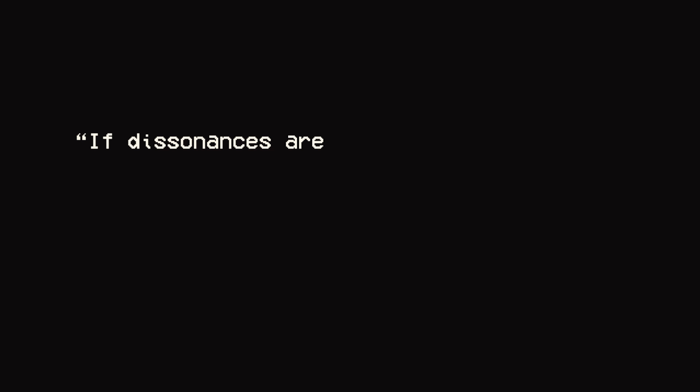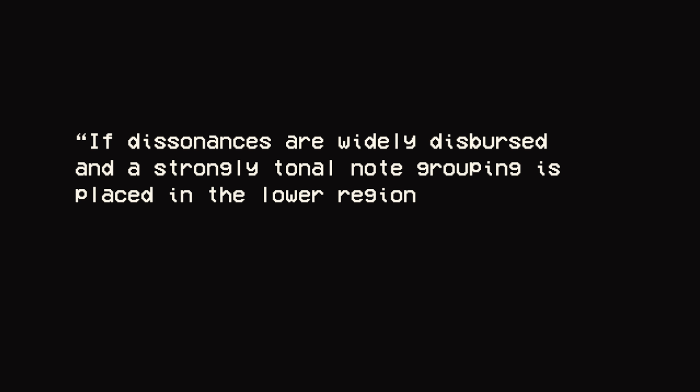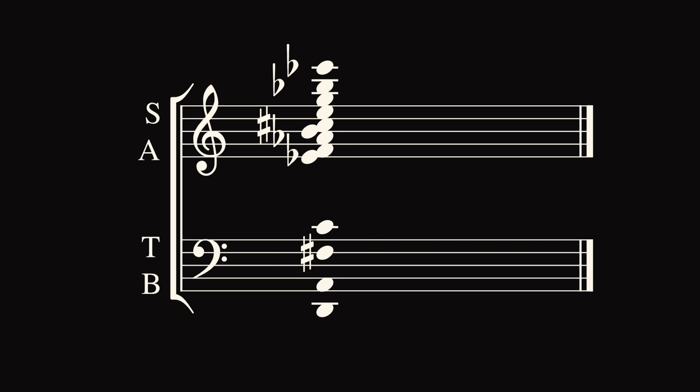In his book, Serial Composition, composer Reginald Smith Brindle argues that total chromatic chords don't have to be dissonant. He writes, "If dissonances are widely dispersed and a strongly tonal note grouping is placed in the lower region of the chord, the result is excellent and not unpleasant." Jacob exemplifies this advice in constructing his chord by filling out the bottom with a nice open voice D major chord, which provides a strong consonant foundation on which to stack all other dissonances.